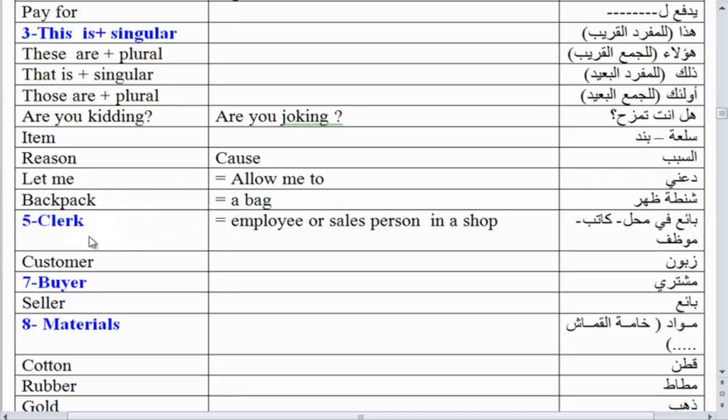5. Clerk, employee or salesperson in the shop. So clerk, salesperson in the shop. Customer, buyer. Seller. Buyer, opposite, seller.